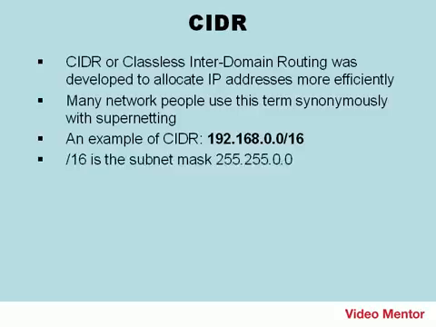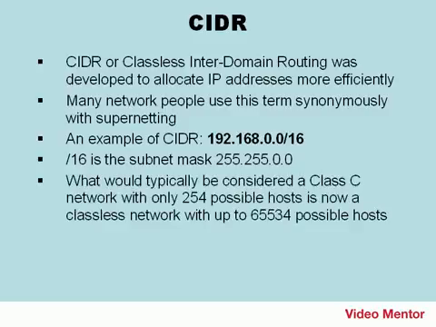An example of CIDR would be 192.168.0.0/16. The /16 tells us we have a subnet mask of 255.255.0.0. Well, usually if you see 192.168, you're thinking Class C, triple 255 subnet mask. But that /16 tells us we're using a Class B subnet mask for a Class C address. So what would typically be considered a Class C network with a maximum of 254 hosts is now a classless network with up to 65,534 possible hosts.